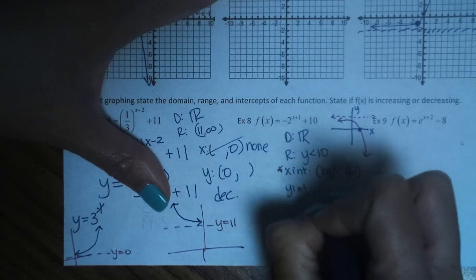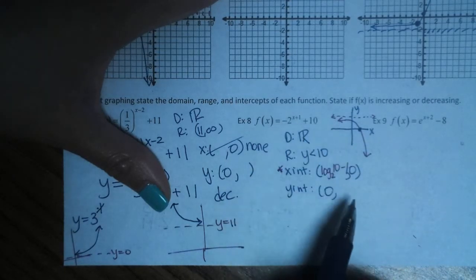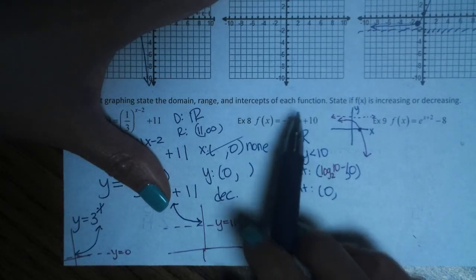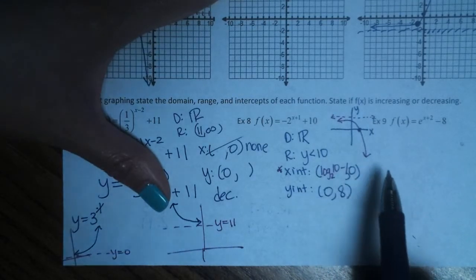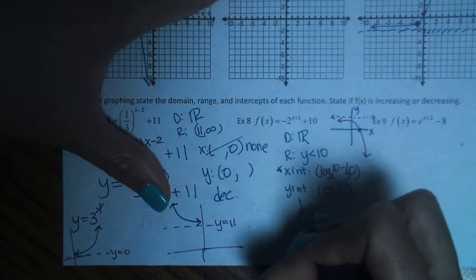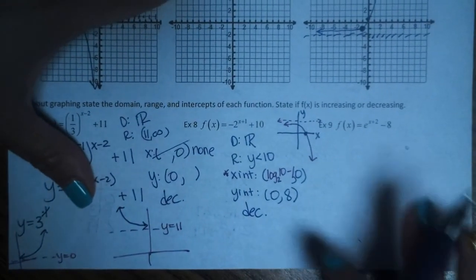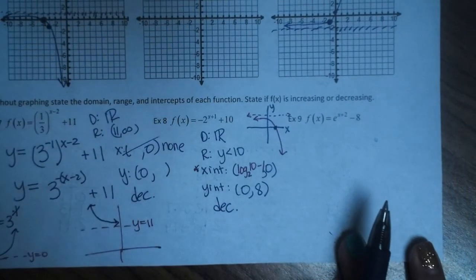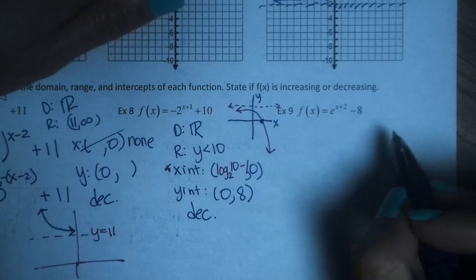Y-intercept is when x is 0, so if you plug in 0 here, you should be able to get a y-intercept of probably 8? Negative 2 plus 10, so 8. And finally, the graph is going towards negative infinity, so it is decreasing. And that's how I work out these questions. We can do it again on number 9. Just sketch a picture first, and then try to find the info. So, number 9.